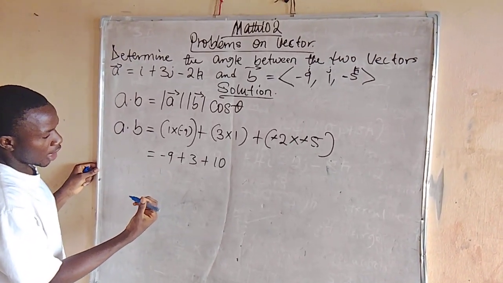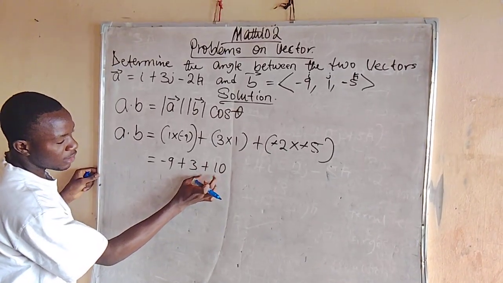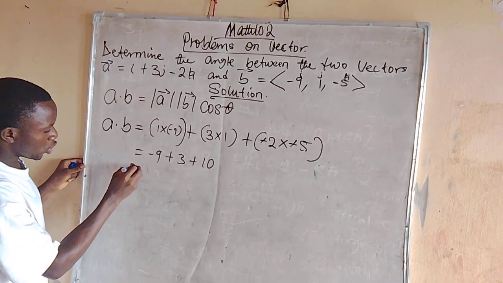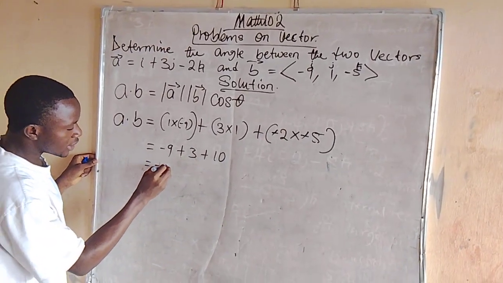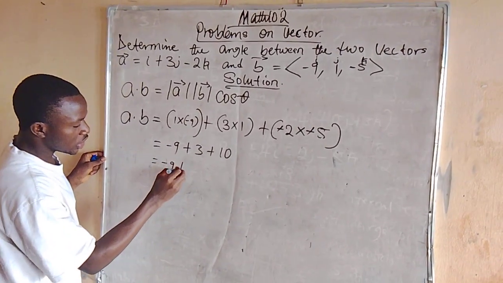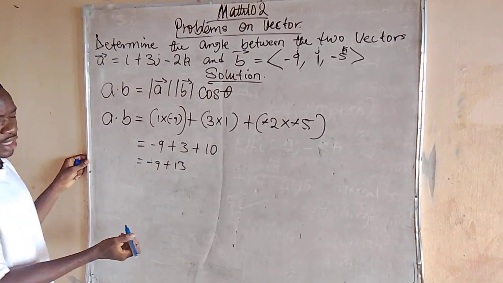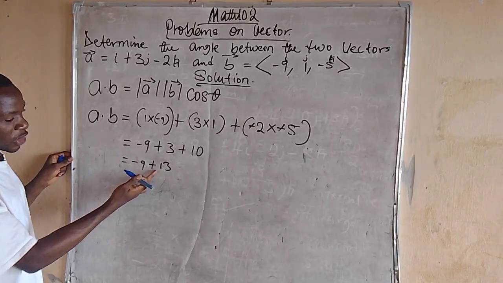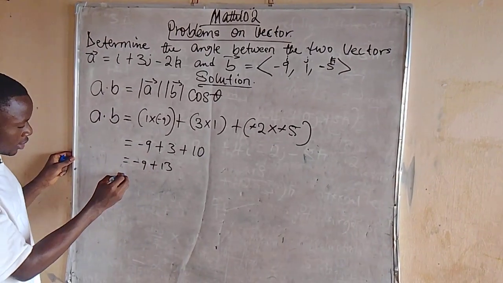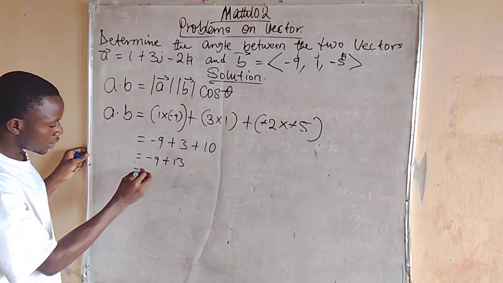plus 3. First, let me add these positive numbers together. Okay, so it's going to be equals to -9. 3 plus 10 is 13. So plus 13. Is that taken? So -9 plus 13. We are going to have positive what?